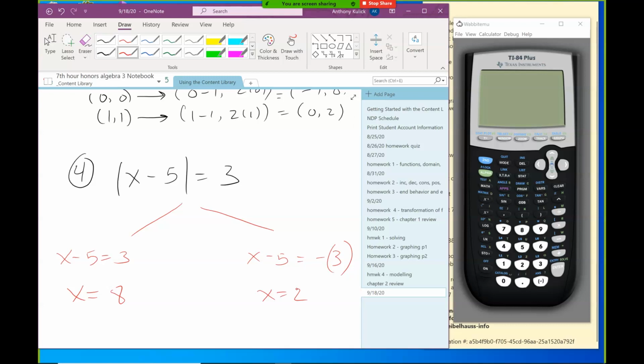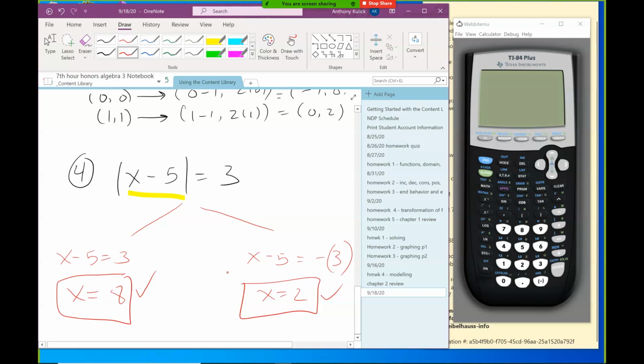And we should check real quick, but this one I won't even bother to write out the check because it's pretty easy to do in our head. 8 minus 5 is 3, so that works. And then 2 minus 5 is negative 3, but the absolute value of that is positive 3, so that one works also. Okay. Is that good?